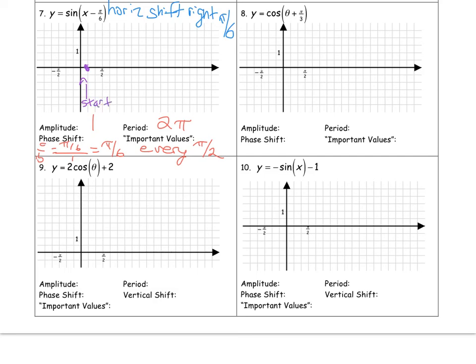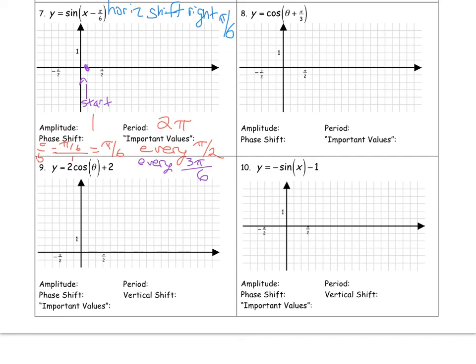So even though the important values happen every pi over 2, you can't think of it as at pi over 2, pi, 3 pi over 2, 2 pi, because we've shifted it over. So what you might want to think of down here with the important values, instead of every pi over 2, you might want to think of it as every 3 pi over 6. Because now you can count it out. See what I'm saying?